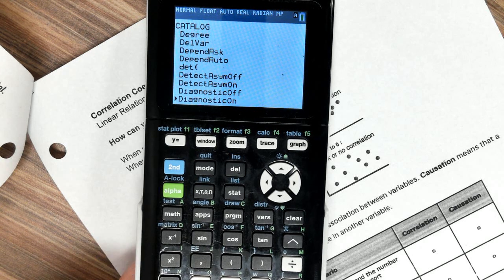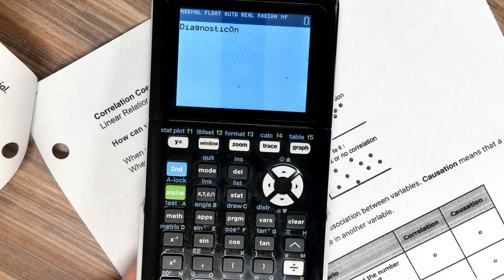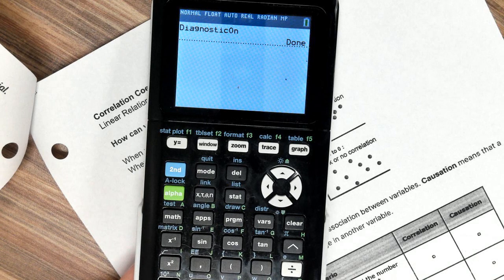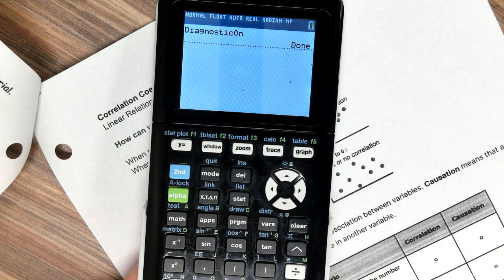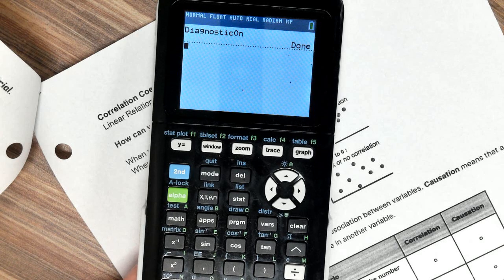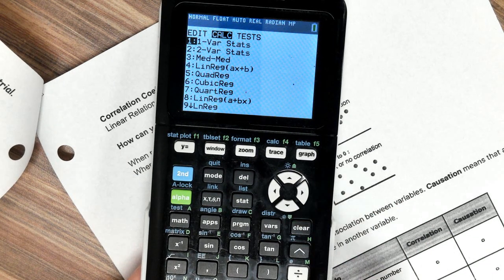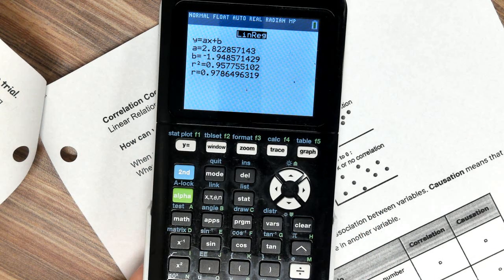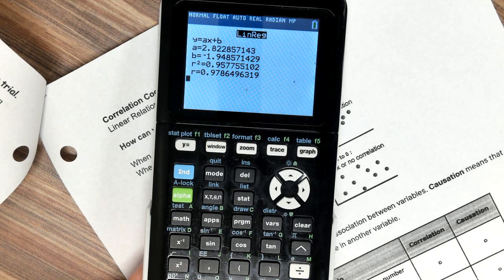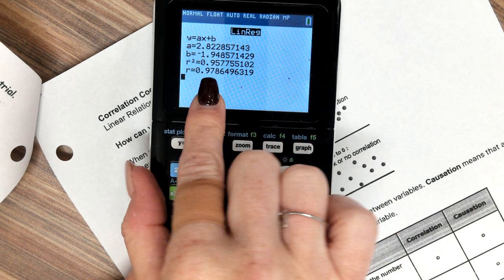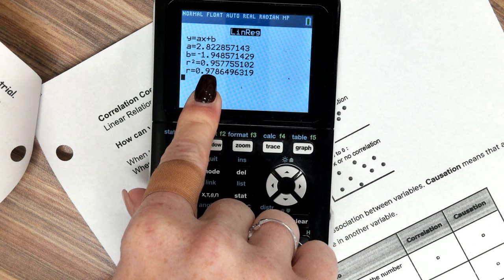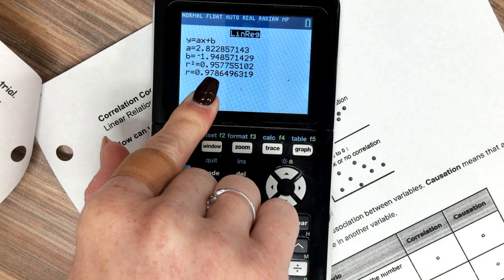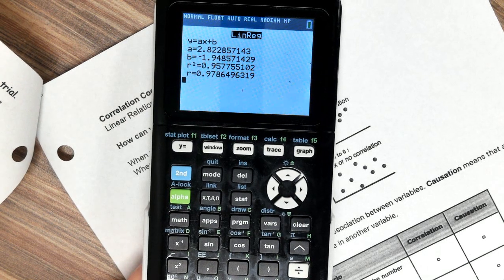Did y'all find it? Hit enter, and it's not done until it says done, so hit enter again. And then if you ever want to turn it off, you just go to the catalog and go to diagnostic off, enter, enter. Make sense? Yes? So now when you go to stat, calc, those R's will show up, and we're only looking at that bottom R. So whatever data I have in my calculator from yesterday is a very strong relationship because this number is very close to what? 1. That means the dots would form pretty close to a linear situation.